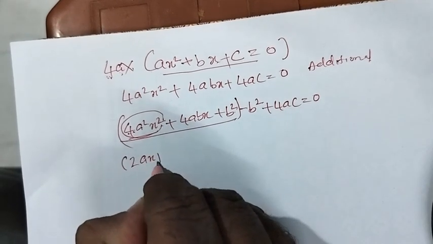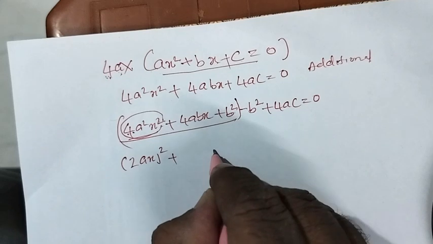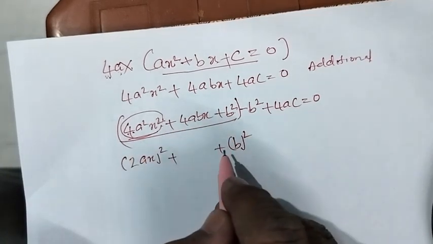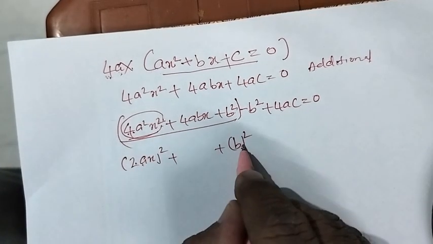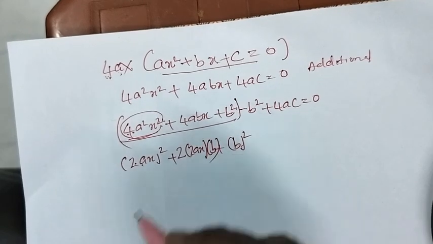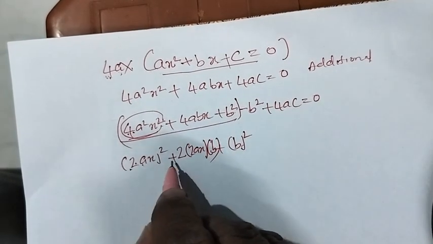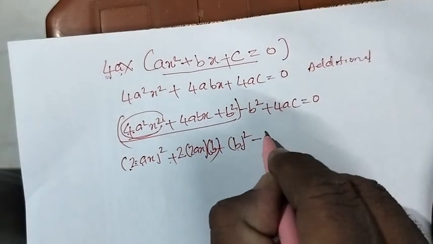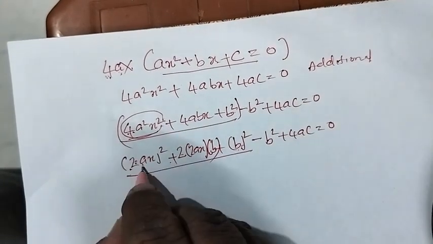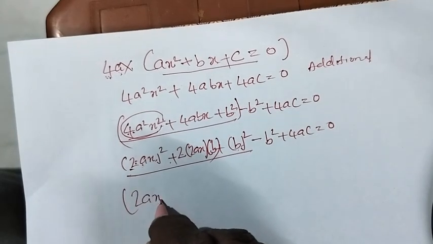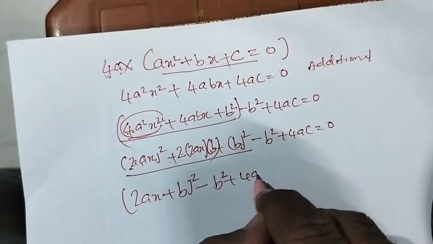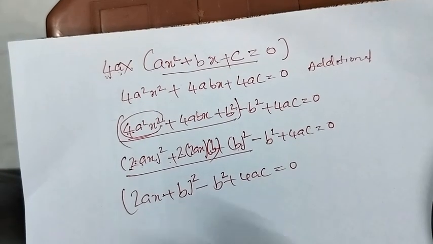As a whole, it can be written as 2ax whole square plus, and the last term is b whole square. To complete the perfect square, the first and last terms are in the a square plus b square form, and it can be written as 2ax plus b, which completes the square: a square plus 2ab plus b square. This is minus b square plus 4ac is equal to 0. Now we write it in the form of a perfect square: 2ax plus b whole square minus b square plus 4ac is equal to 0.